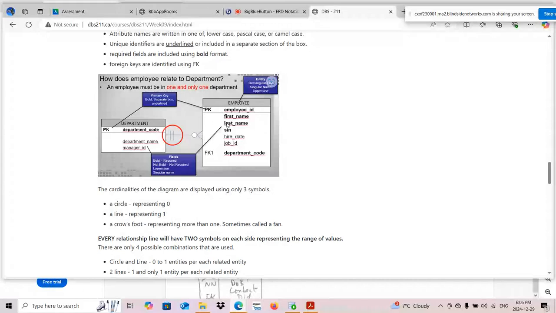Okay, now we are discussing the notation here. What is this double bar? What is this circle?